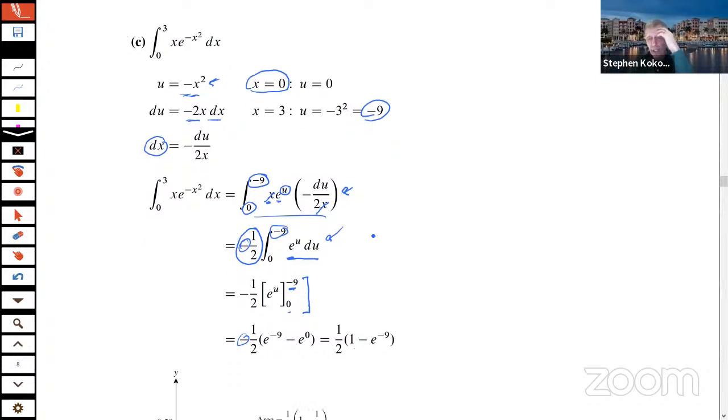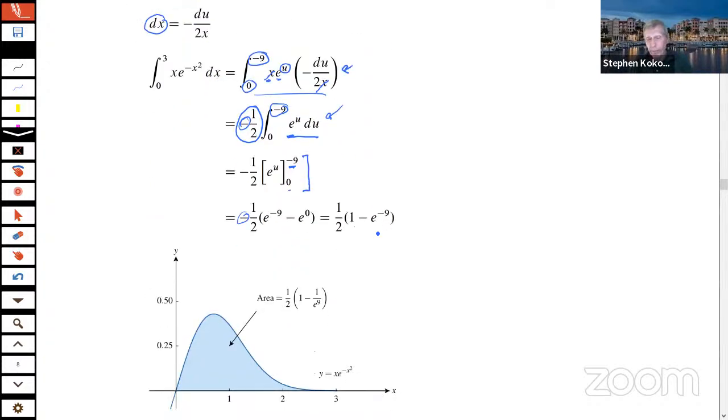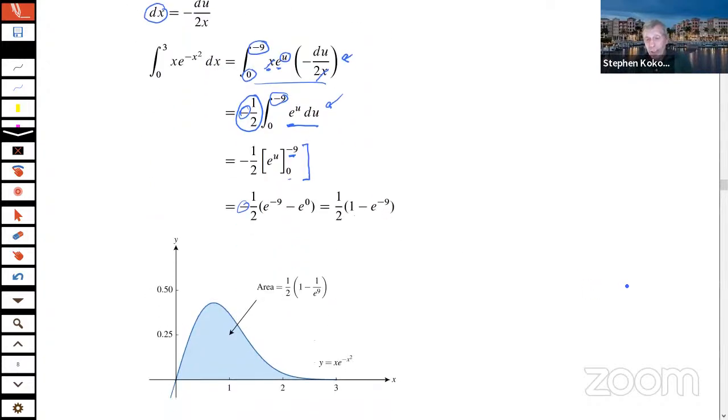Let's take a look at this geometrically. If I graph the original function, x e to the minus x squared, oh, now I feel a little bit better about this. This is always above the x-axis. In fact, x is positive to the right of 0, and e to the minus x squared is positive, so this function is graphed always above the x-axis. Indeed, the area here is this expression, which is a positive number. I feel a little bit better about that one.